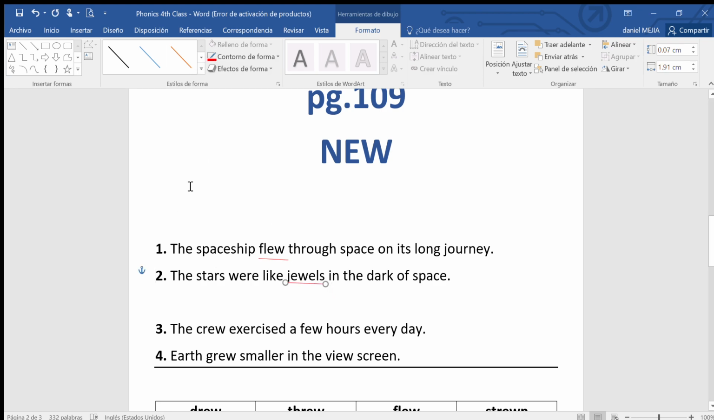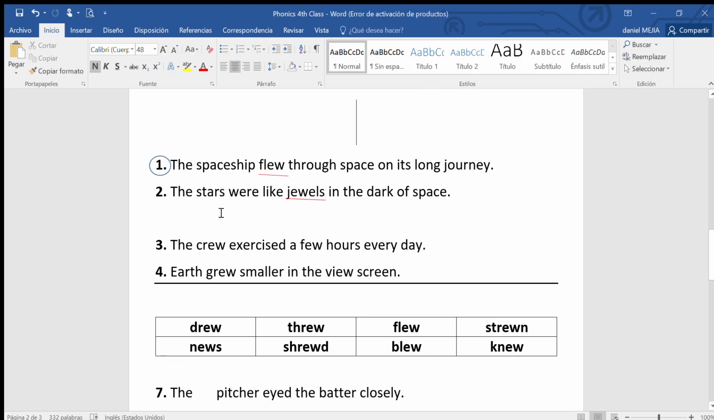And which sentence makes reference to the picture? The first one or the second one? Look at the picture. We see a spaceship. Which one mentions the spaceship? Number one, right? So you're going to circle number one. Yes, so you circle sentence number one because it makes reference to the picture.